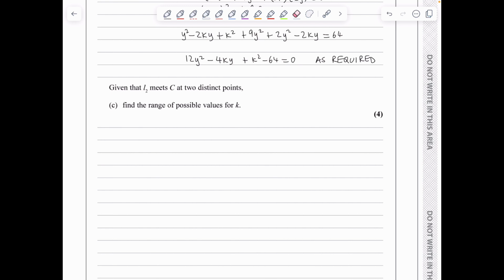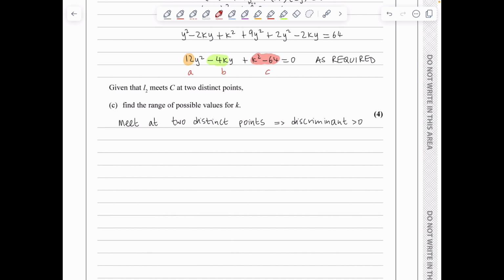We are then told that the line L2 meets C at two distinct points, and we need to determine the range of possible values for k. Well, we know that if we are meeting at two distinct points, this means that the discriminant of this quadratic should be greater than 0. So looking at the quadratic, this is the coefficient of y squared, so this is the a. The b is the minus 4k, the coefficient of y, and the c is the k squared minus 64.